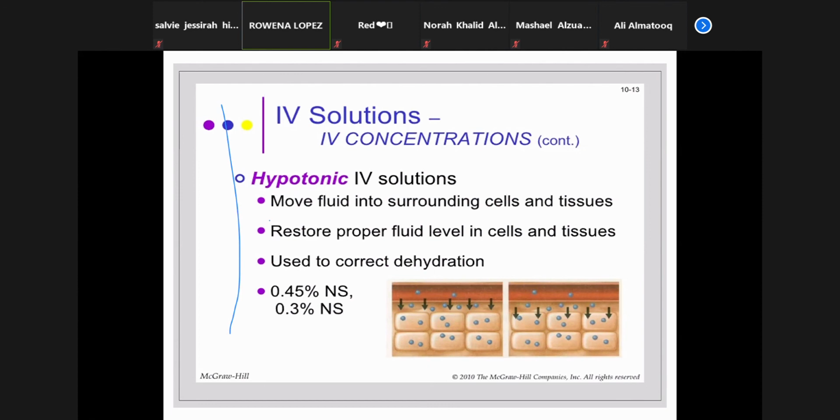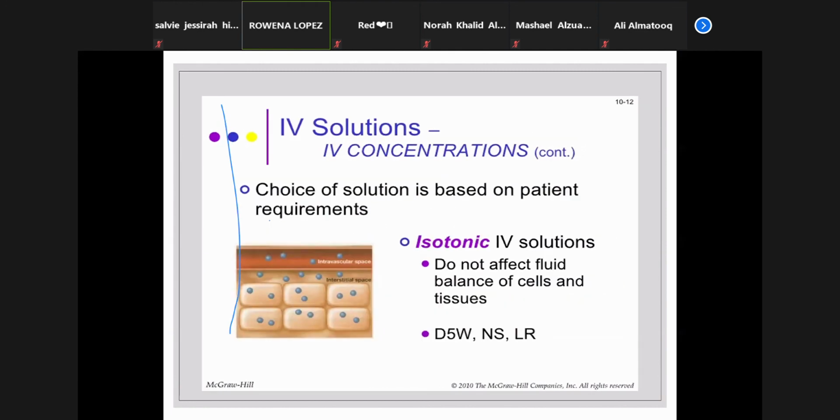Hypotonic IV solution moves more fluid into surrounding cells and tissues, restores the proper fluid level in cells and tissues, and is used to correct dehydration. So we have 0.45 NS, 0.3%. If your doctor asks, "Sister, can you give us an isotonic solution?" the isotonic solutions are NS and LR.